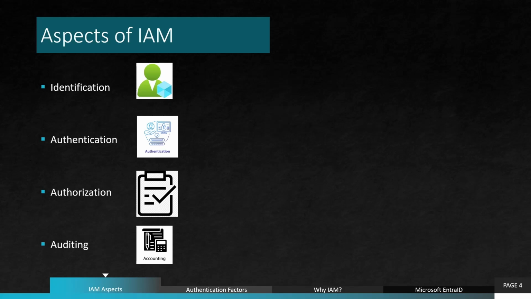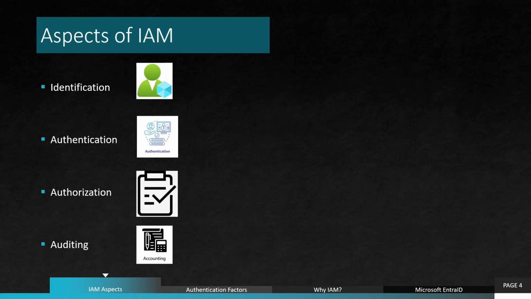Auditing or accounting, on the other hand, is the process of recording and reviewing the activities and events related to identification, authentication, and authorization. It can be done using various tools such as logs, reports, and alerts, and it can help to ensure compliance, accountability, and security within an organization.